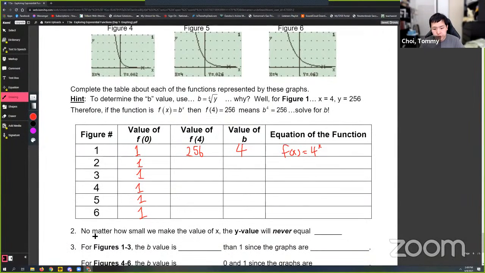Question 2. I want everyone to type the answer in chat. Every single person. On the count of 3, I want you to type it in the chat. No matter how small or how big we make the value of x, the y value of an exponential function will never equal blank. In 3, 2, 1, go. Type your answer and send it. Come on, people. The y value will never equal.